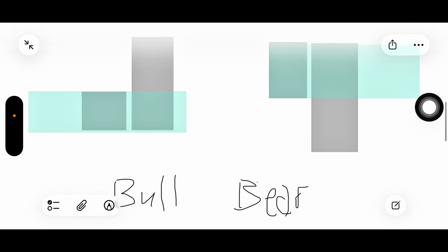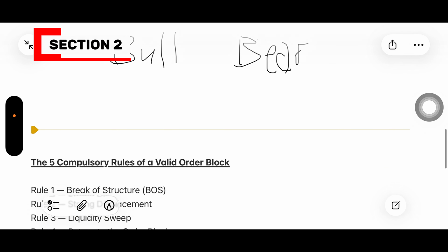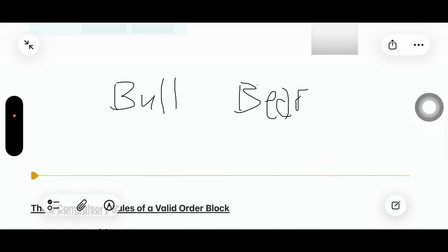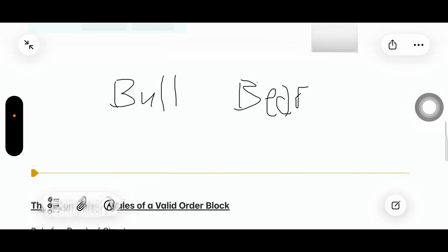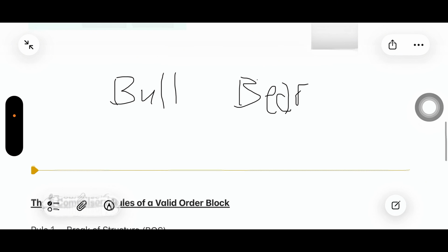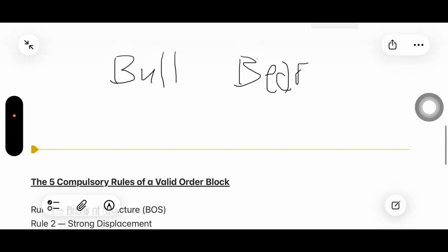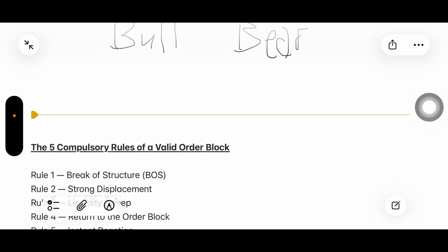So let's move to section 2, which is the 5 compulsory rules you must follow. The 5 compulsory rules of a valid order block. Guys, we're still going to go to the chart to practice everything we are saying, so make sure you take your book and pen to annotate things down, and ask your question if you don't understand. So rule number 1, it must break a structure.